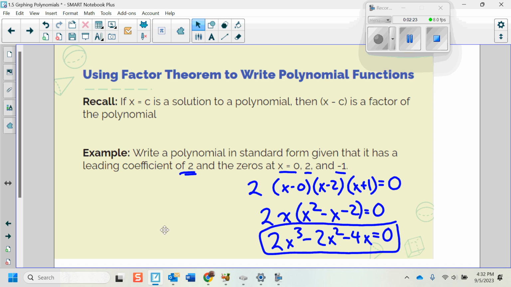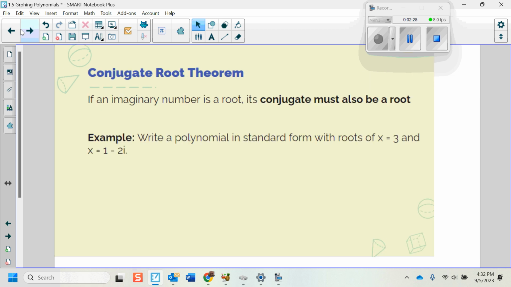As far as more complex roots, if an imaginary number is a root, its conjugate must also be a root. So in this next example, write the polynomial in standard form with roots of x equals 3 and x equals 1 minus 2i. I'm going to do this. There may be some shortcuts. It's been a while since I did this, but I believe this would be the easiest thing to do, is say x equals 3 is going to have x minus 3 as a root, or as a factor.